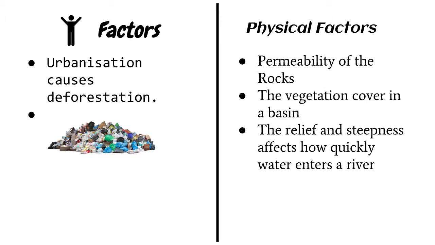If a basin has a very dense vegetation cover, the vegetation will intercept precipitation and store it, and it would reduce the volume of water entering a river. If the river's valley has steep sides, water will quickly enter a river, increasing the river's discharge, and it would increase the possibility of the flood.